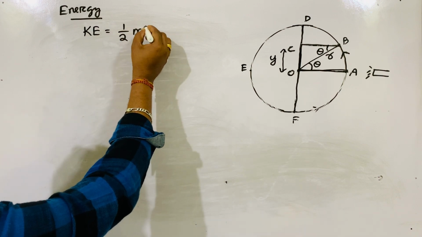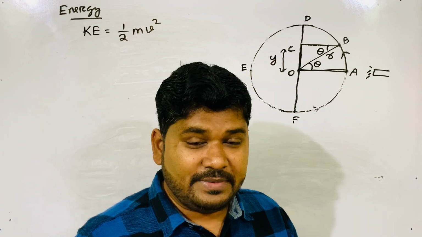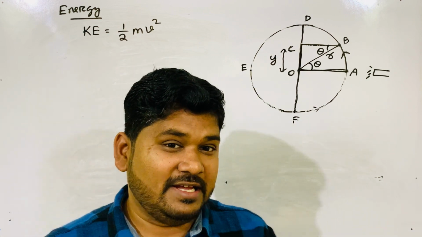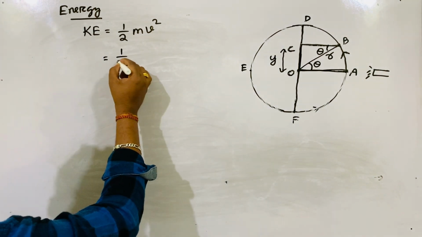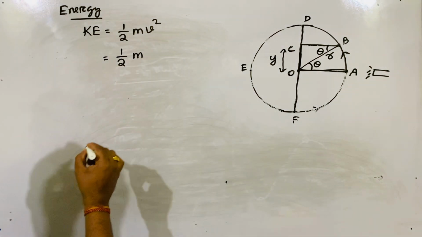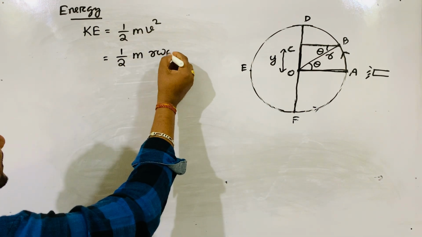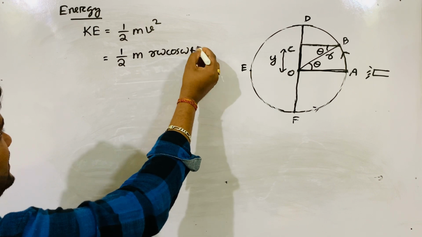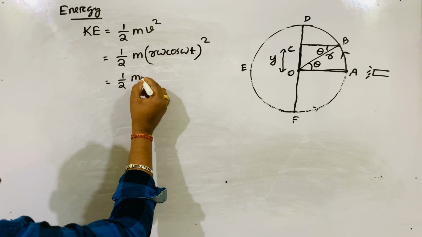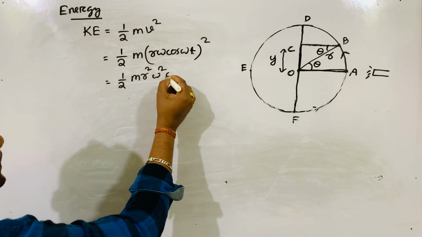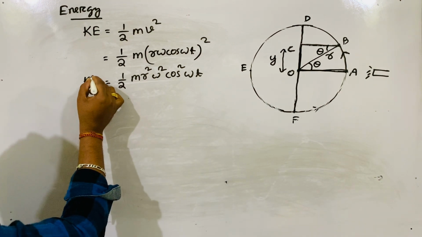Half mv square, the kinetic energy of the body. Velocity varies, which means kinetic energy must also vary. Now put kinetic energy as half mv square. You can put the expression for v in terms of omega t, that is r omega cos omega t, squared. So it becomes half m r square omega square cos square omega t. You can write the kinetic energy like this.